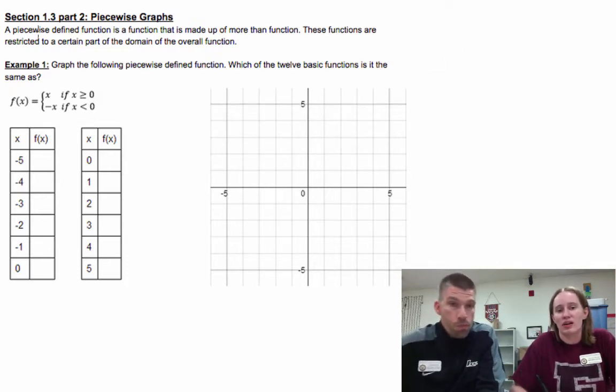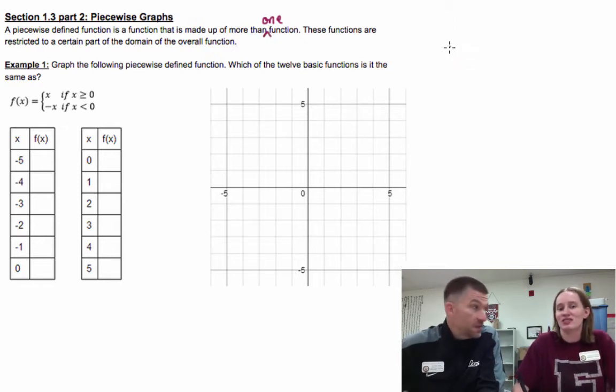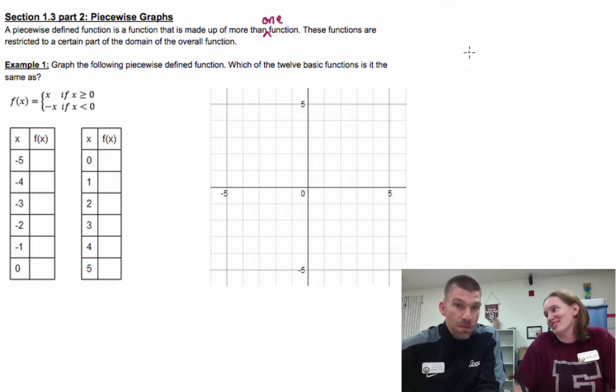So a piecewise defined function is a function that is made up of more than one function. Little typo there, more than one function. Obviously, Mrs. Stevenson did these notes. I did, because otherwise they look perfect. Okay, these functions are restricted to a certain part of the domain of the overall function.